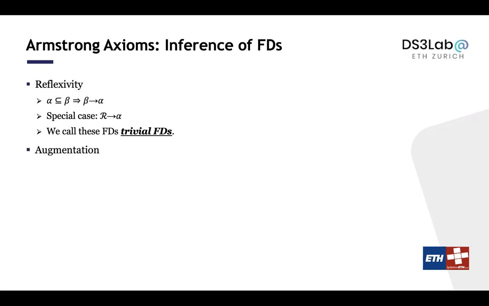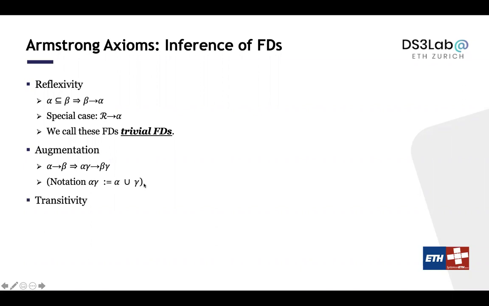Another inference rule is what we call augmentation, which essentially says if you have a functional dependency from alpha to beta, it implies that you have a functional dependency from alpha gamma to beta gamma. That is, you can add the same set of attributes to both the left-hand side and the right-hand side, and that's going to be fine. Here we use a simple notation that alpha gamma means alpha union gamma.